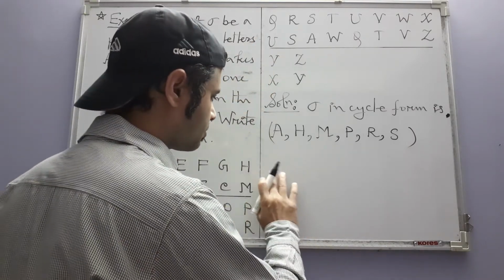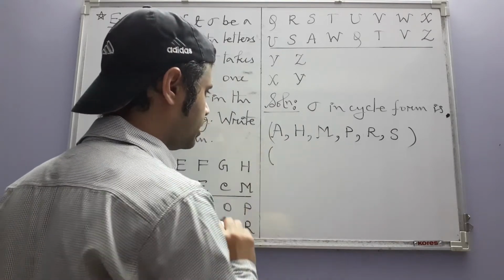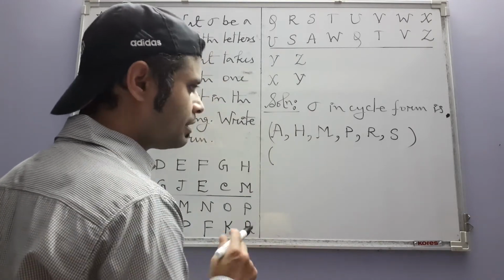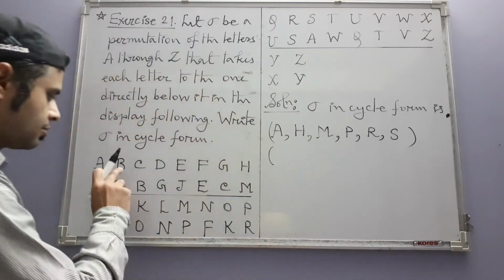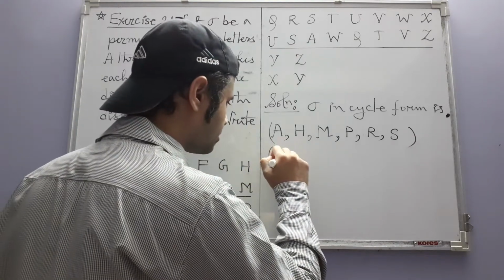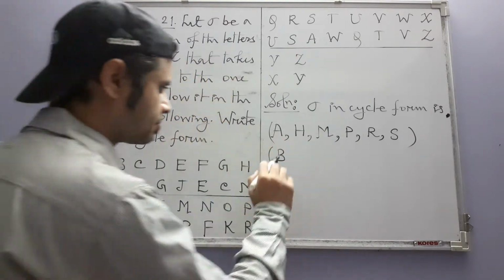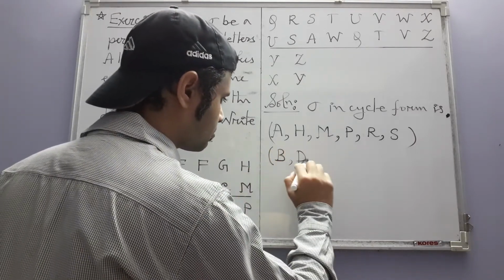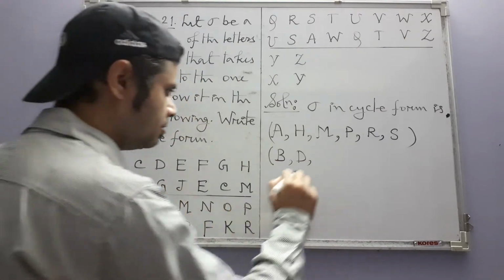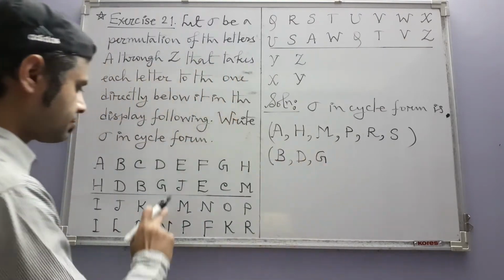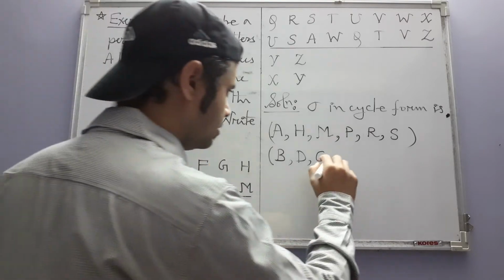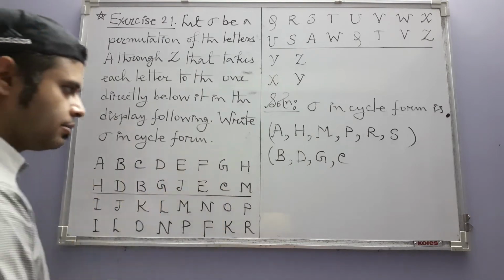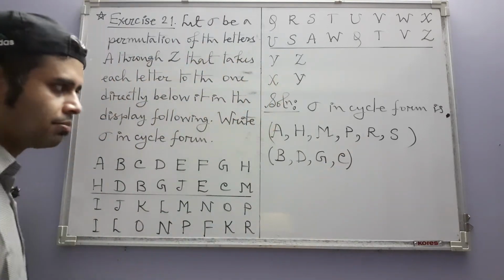Then we of course take up one symbol which has not appeared in this cycle. You can in fact take any symbol, but let's just be somewhat uniform and take B. Image of B is D, that of D is G, that of G is C, and C again is mapped back onto B by sigma.